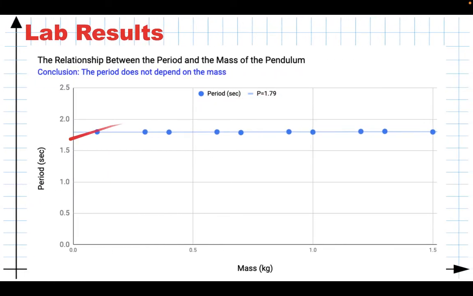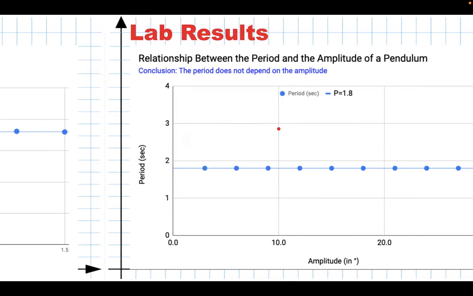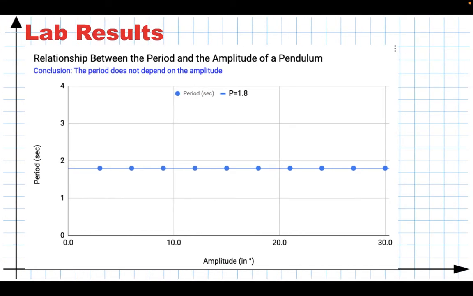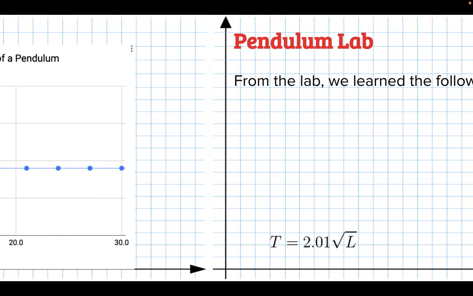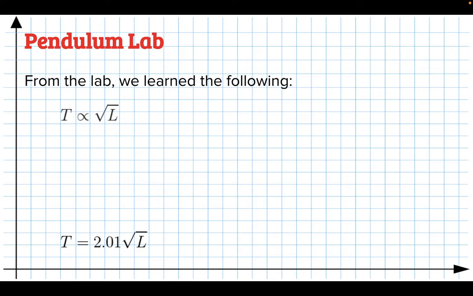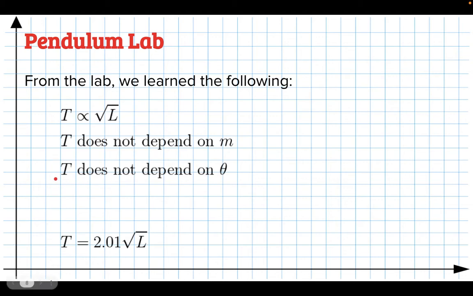You also found in lab that the period does not depend on the mass. As you made the mass bigger and bigger, the period stayed constant. It did not change, so it doesn't depend on the mass. And the period also doesn't depend on the amplitude. It doesn't depend on the size of the swing. So those are all things we found in lab. We found that the period is proportional to the square root of the length, and it does not depend on the mass, and it does not depend on the amplitude or the angle that it swings.